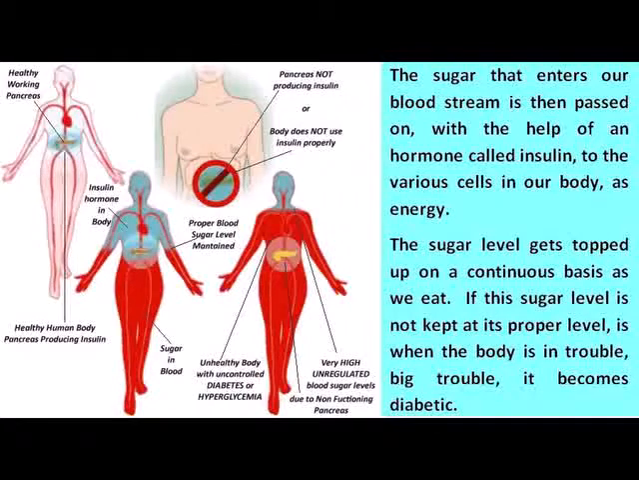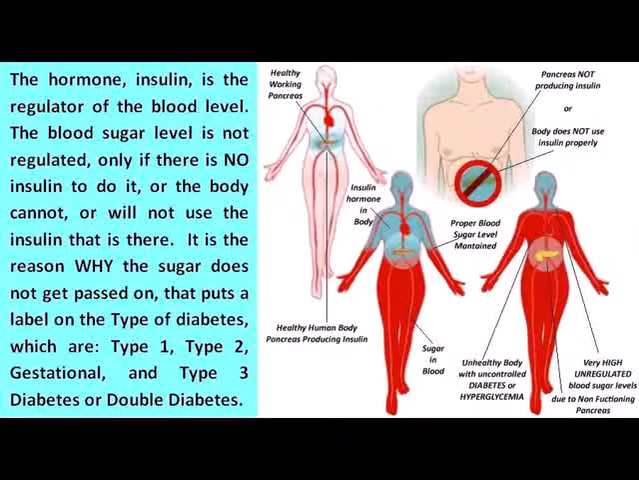The sugar level gets topped up on a continuous basis as we eat. If this sugar level is not kept at its proper level, that is when the body is in trouble, big trouble, it becomes diabetic. The hormone insulin is the regulator of the blood level. The sugar level in the body is not regulated and kept at its proper level only if there's no insulin to do it, or the body cannot or will not use the insulin that is there.